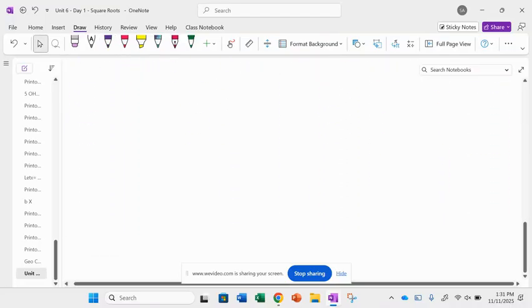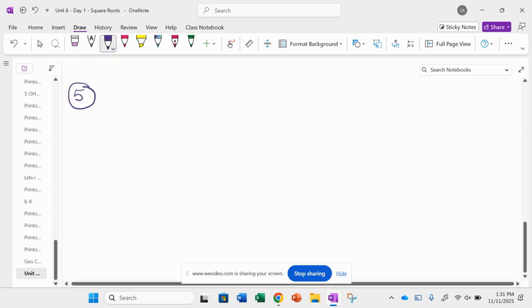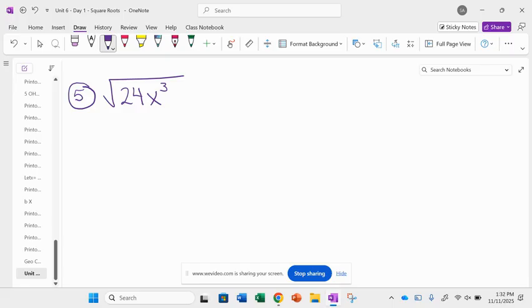Let's put now numbers and variables together. Let's say we have the square root of 24x to the 3rd. So if there's multiplication between the radicands, we can treat them separately. We could treat this like the square root of 24 times the square root of x to the 3rd. Do you think we can split it if there's a plus or minus sign? Never, ever, ever.